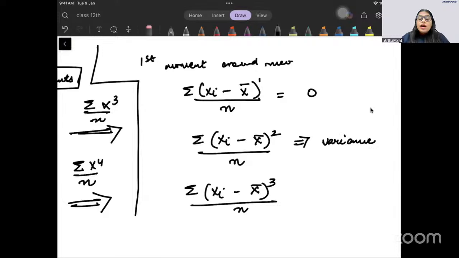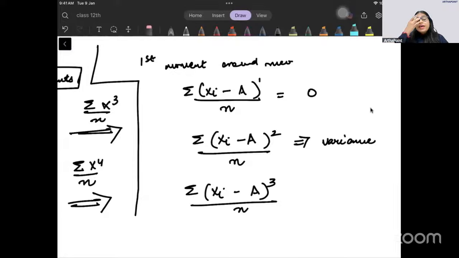Sometimes they may ask you to find a moment around some random number, around some assumed number. So that can also be done. If instead of the mean we have to find it around some number, then I will just use that number. So moments can be raw. Moment can be around mean. Moment can be around median. Moment can be around any number also. Whichever number it is around, you will find deviation through that number.